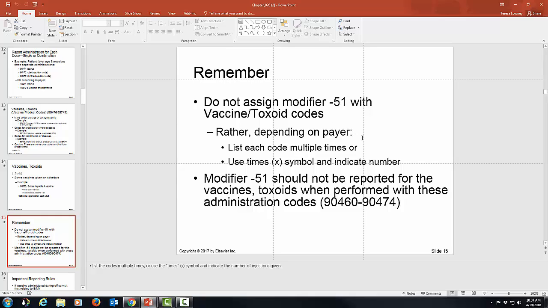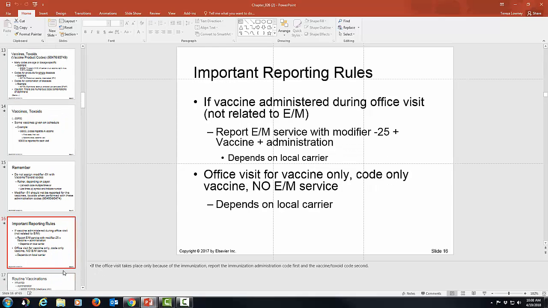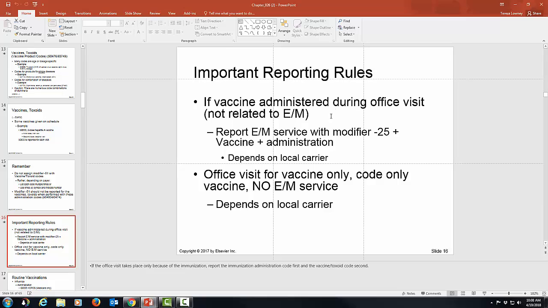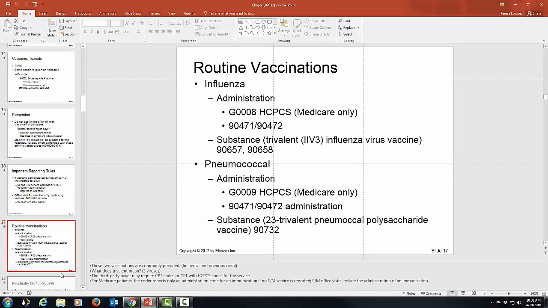Rather, depending on the payer, it could be listed multiple times or using your times symbol. So those are important reporting rules that have to do with those vaccines. They can be administered during an office visit and not be related to the E&M code, in which case you would put a 25 modifier on it. If the office visit is for the vaccine only, code only the vaccine and no E&M code.